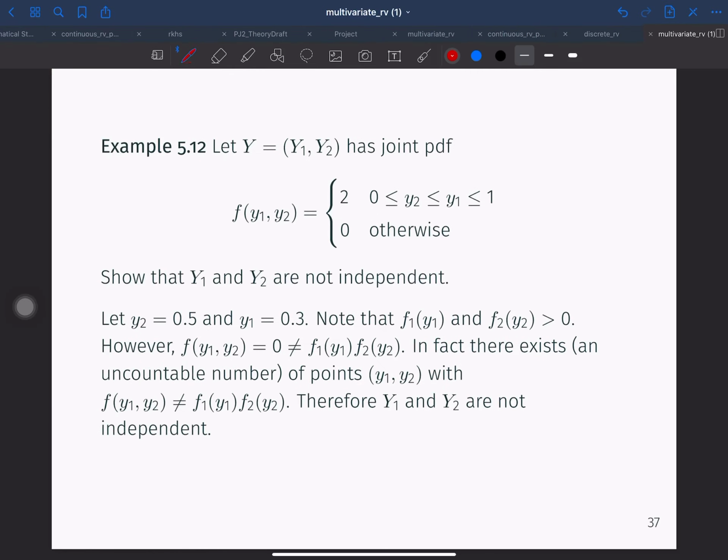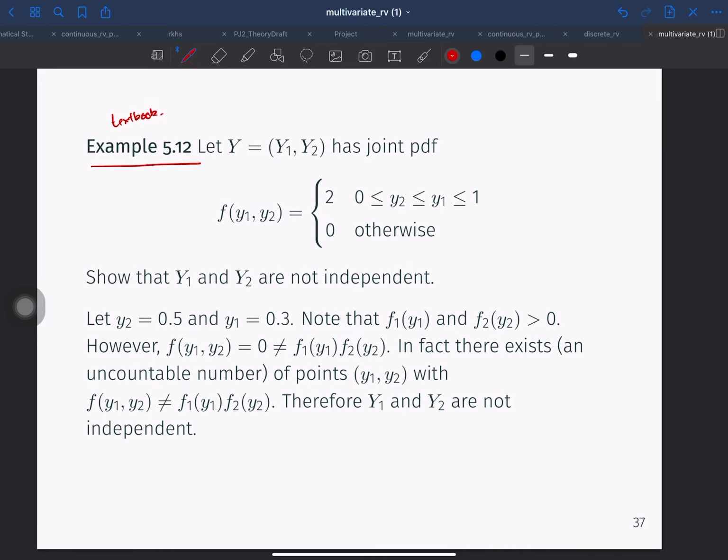So let us see another example. This is example 5.12 in your textbook. So we say here Y = (Y1, Y2) has a joint PDF of this form. If you remember, the joint PDF here looks as follows. You have this line y1 equal to y2, from 0 to, say, 1. And so the joint PDF is defined in this triangle here.